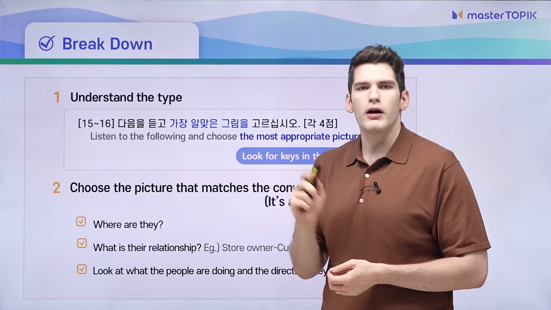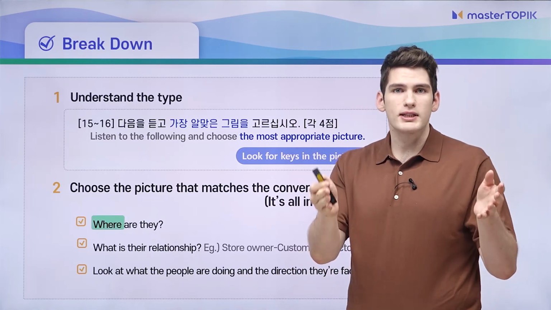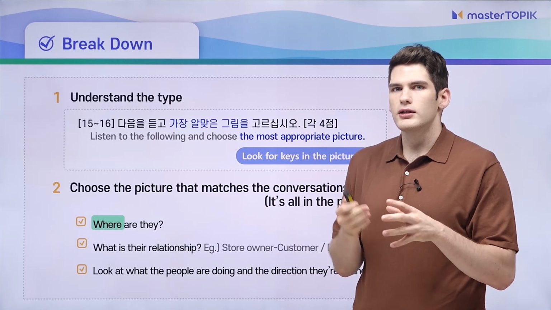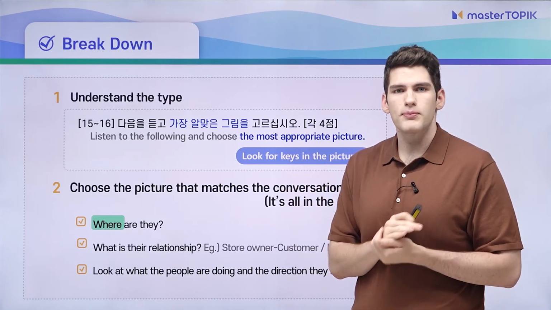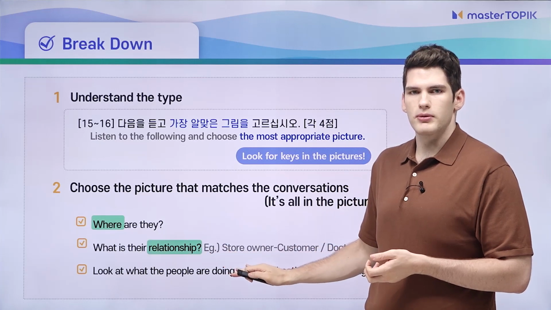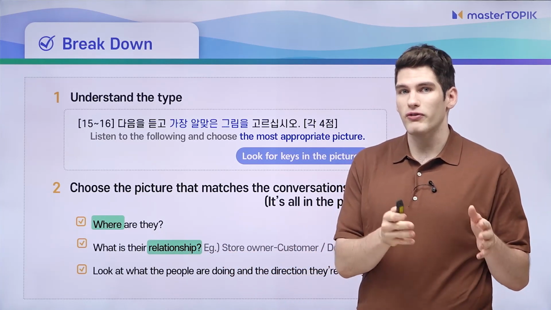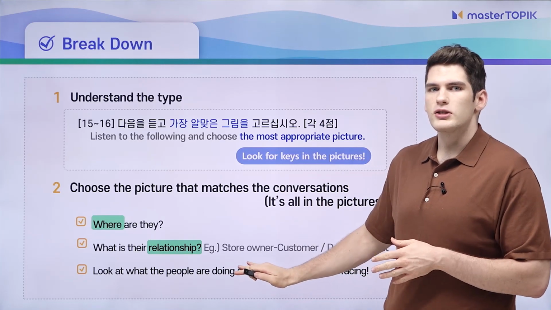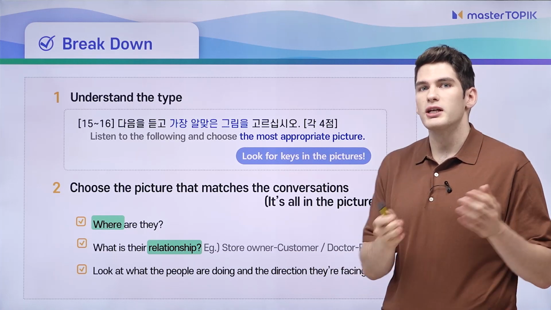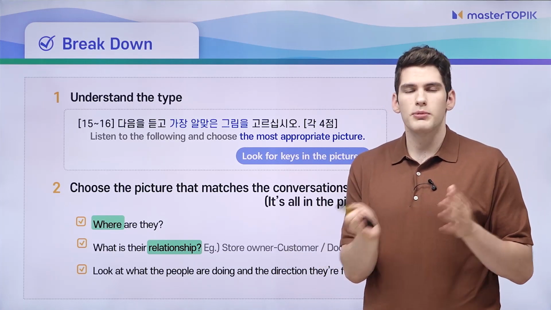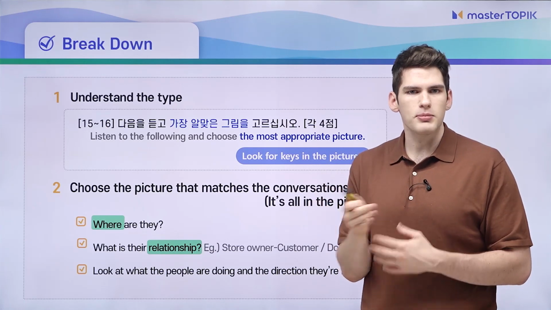First, where are they? Are they in the park? Are they outside? Are they inside? Really just do that, and that will narrow down your options. What is their relationship? We don't necessarily mean husband and wife, boyfriend and girlfriend. It could be a store owner and a customer, a doctor and a patient, a teacher and a student, or a coach and an athlete. So just all these different types of relationships.